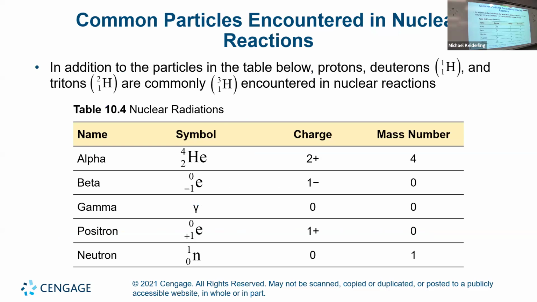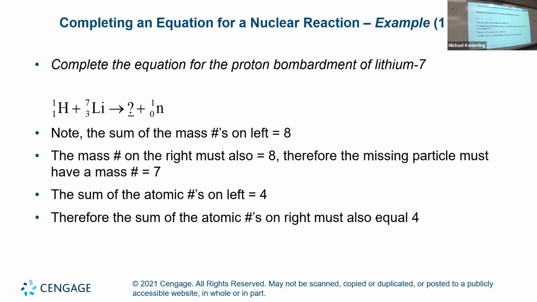And again, these are the common particles involved. People use, in addition to the particles here, protons, deuterons, hydrogen-1,1, and oh, these are in the wrong place. This is a proton, this is a deuteron, this is a triton. They put their symbols in the wrong place when I describe this. I'll have to fix that slide in the future.